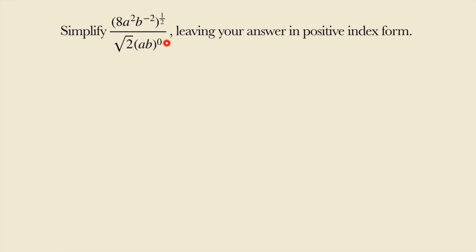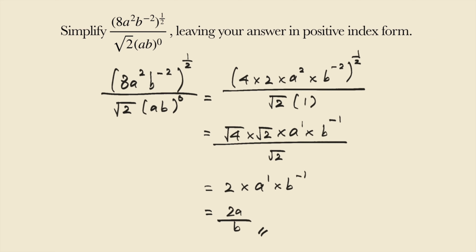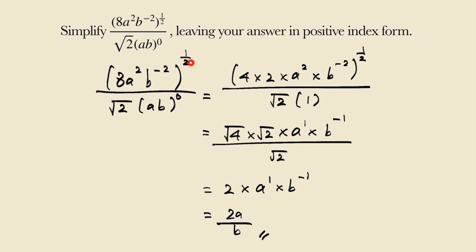So this power 0 applies only to AB. The square root 2 still stays. Let's take a look. Alright, power half, also known as square root. Yeah, 8, I wrote it as 4 times 2. A squared, b to the power of negative 2.